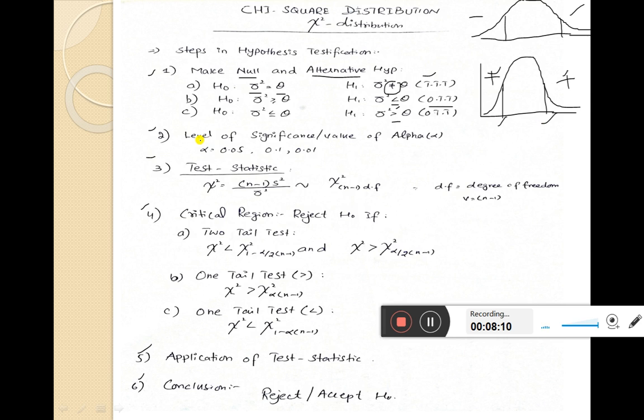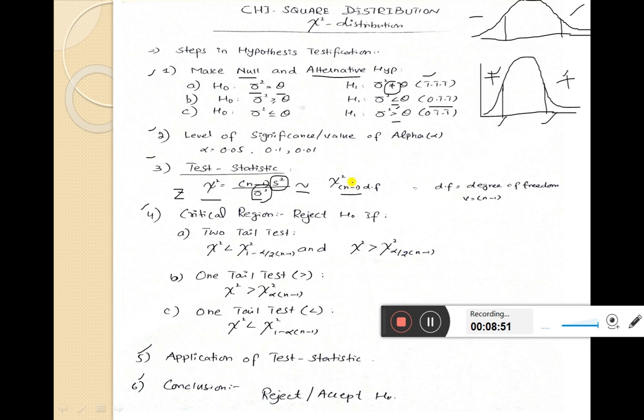Then the second step: level of significance, or your value of alpha. Step number 3: test statistic. The formula: chi-square is equal to the chi-square variable. Just as Z is the normal distribution variable, chi-square is the chi variable. Now chi-square is equal to n minus 1 into s square, that is your sample variance, divided by your population variance. This follows chi-square distribution with n minus 1 degrees of freedom. DF means degrees of freedom.